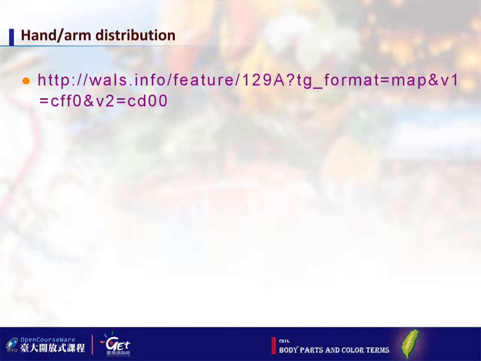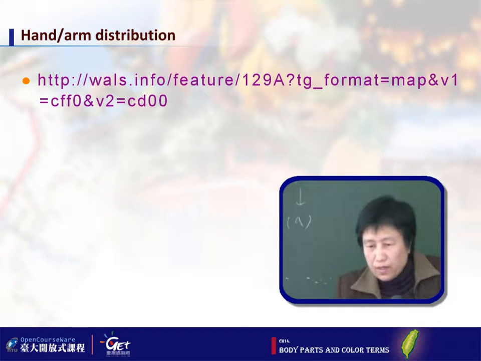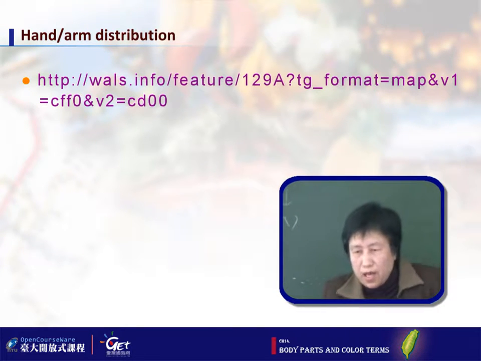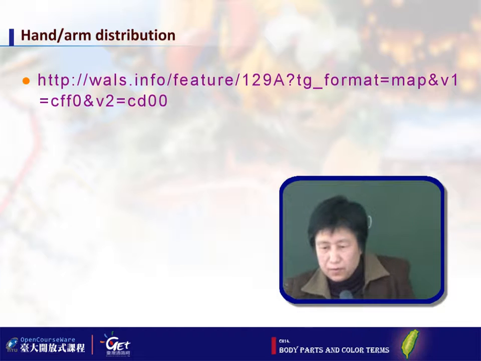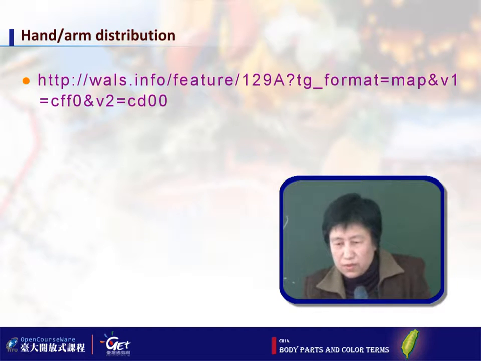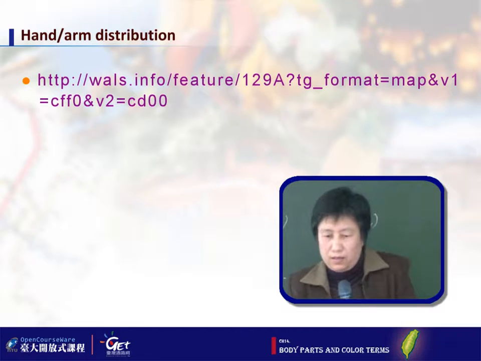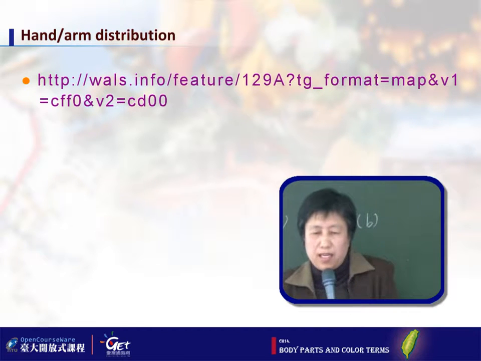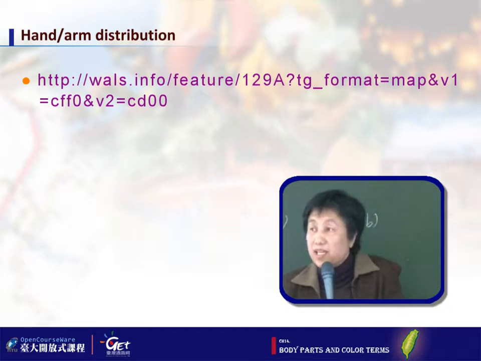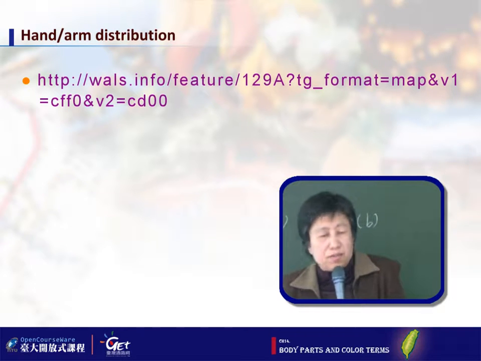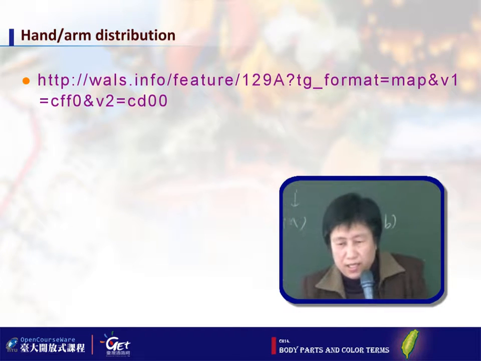Okay, so let's look at the distribution. So you could see it in visual form. So this is how it looks. Hand and arm are identical in 228 languages showing this pattern, and then 389 languages show a different pattern.